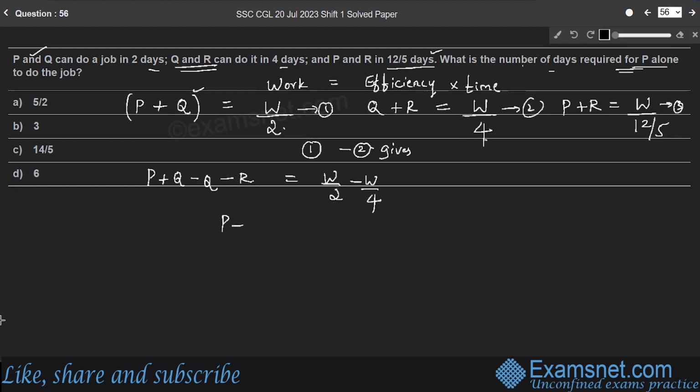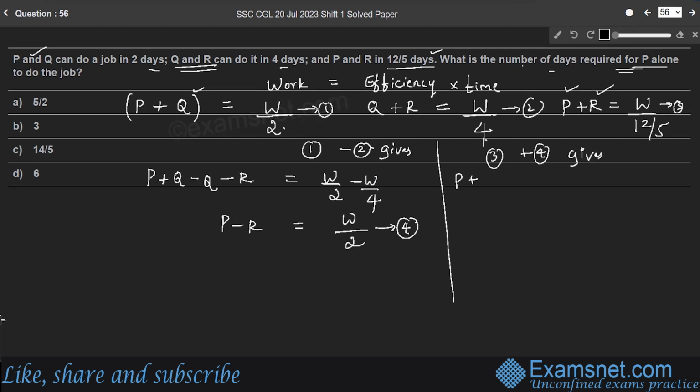Therefore, it becomes P minus R is equal to, after simplification, W by 2, right? So consider this as equation 4. Here in equation 3, we have P plus R. We need only P here, so the work done by P alone. For that, we'll consider equation 3 plus 4 so that you can delete R here, right?